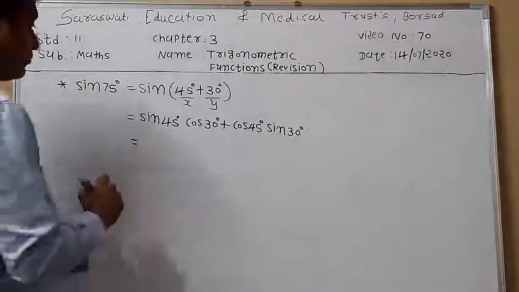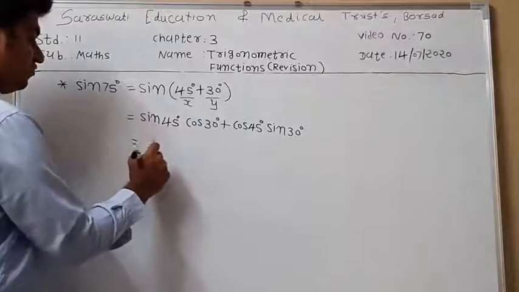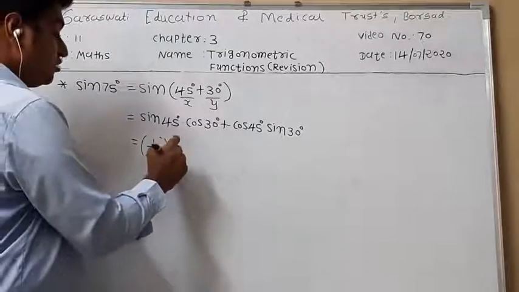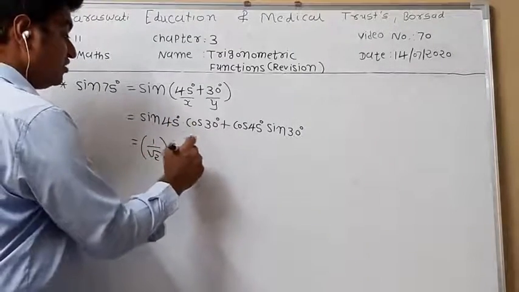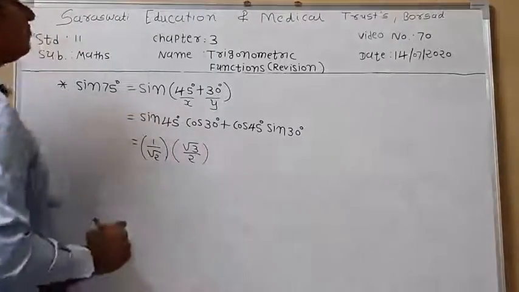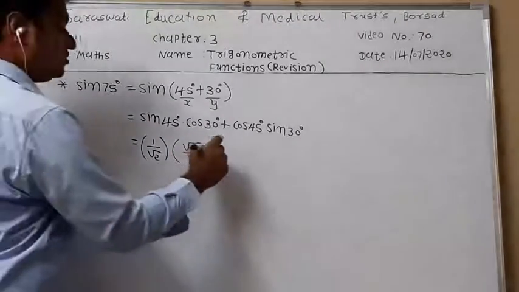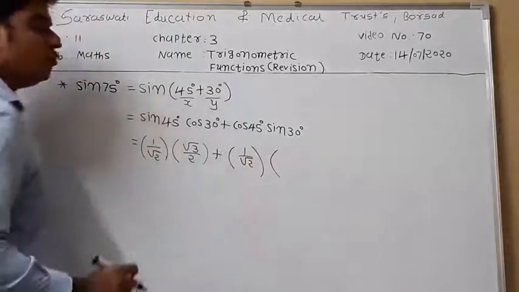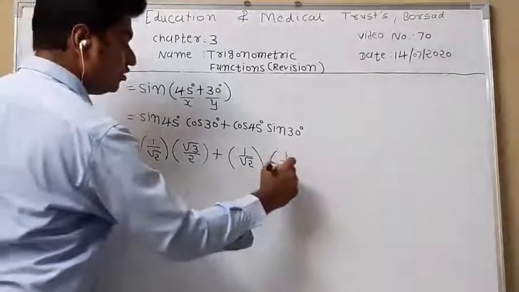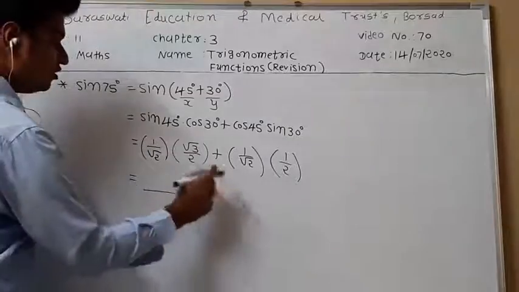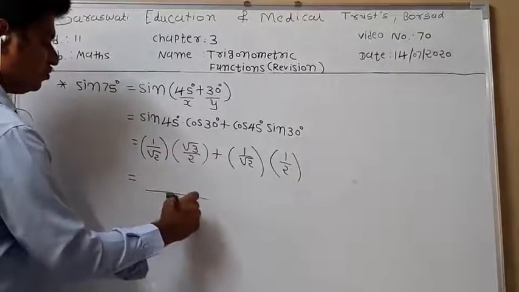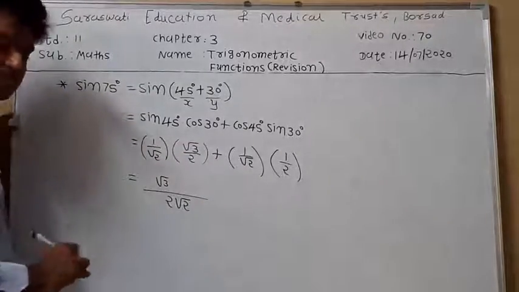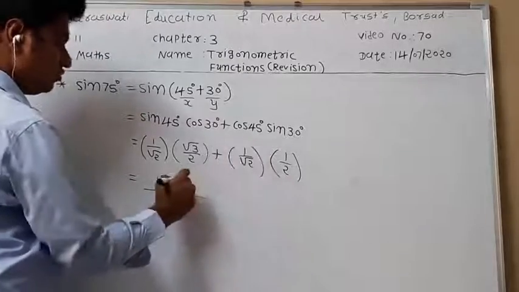So sin 45 is 1 upon under root 2, cos 30 is under root 3 by 2, plus cos 45, that means 1 by under root 2, and the value of sin 30 is 1 upon 2. Now the LCM is 2 root 2, and in the numerator, under root 3 into 1, that means under root 3, plus 1 into 1, that means 1.